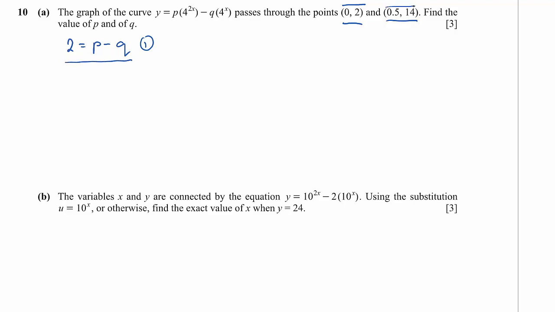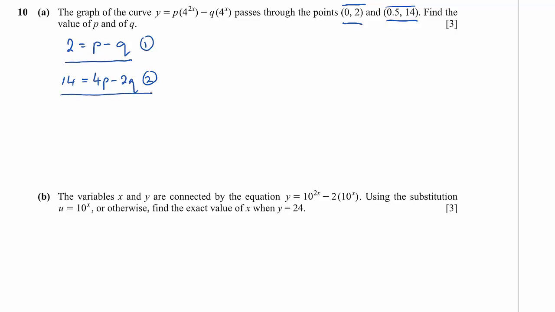Now using this point, we get 14 is equal to, now if x is 0.5, 2 times 0.5 is 1, so that's just going to be 4 to the 1. So that will be 4p. And 4 to the 0.5, that's 4 to the half, square root of 4, which is 2. So that will be minus 2q. Let's call that equation 2.